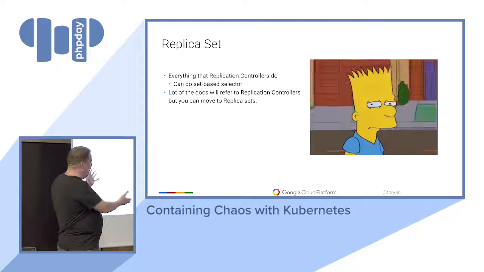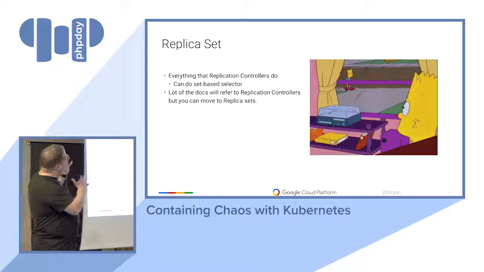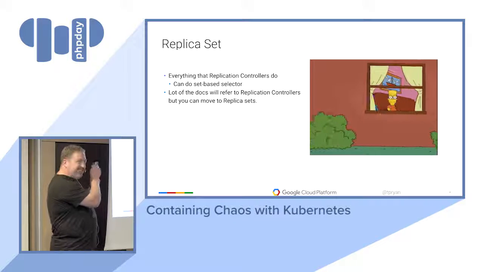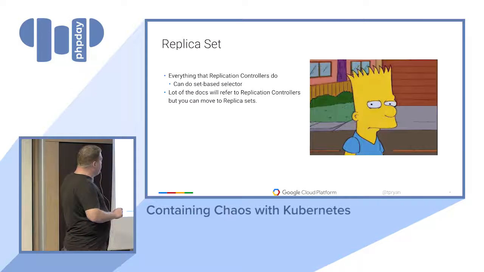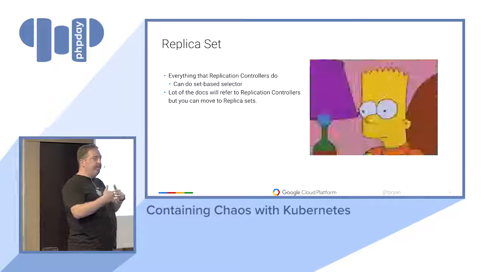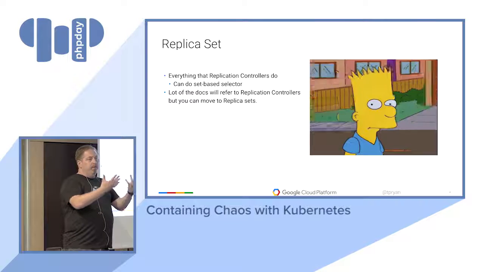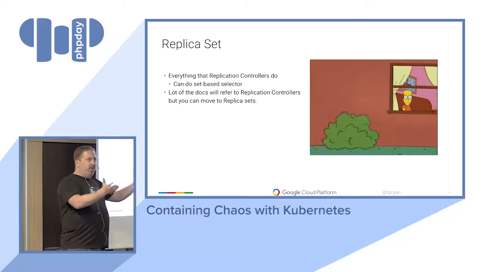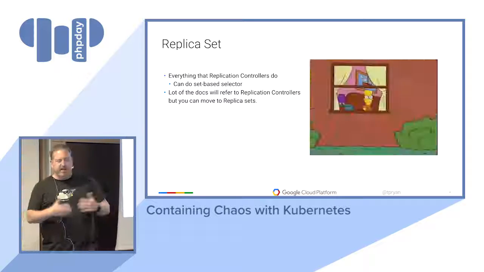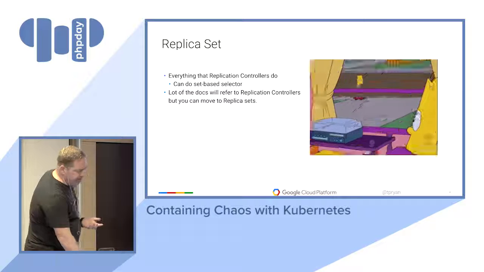Now, we've moved away from replication controllers to this thing called Replica Set, which is exactly the same thing, hence the Simpsons GIF. But it's slightly different in the way you select them. The reason I bring this up is because a lot of the documentation will say replication controller. Old documentation and old blog posts will point to replication controllers, but you can use replica sets and they're exactly the same thing and they're fine.